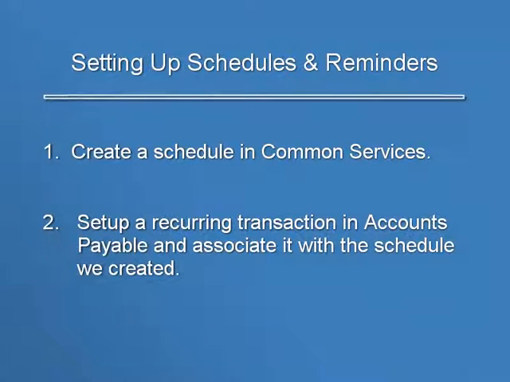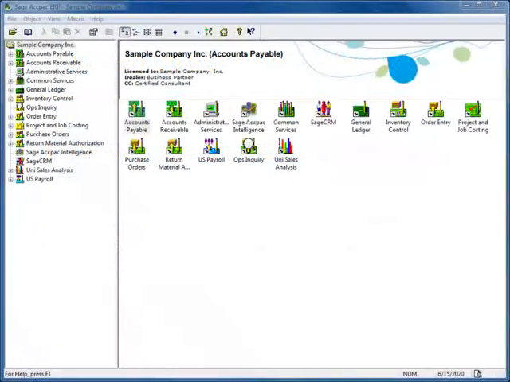There are two main steps for setting up our example. First, we'll create a schedule in Common Services. Then we'll set up a recurring transaction in Accounts Payable and associate it with the schedule we created. So now let's jump right in and get started by setting up a schedule.